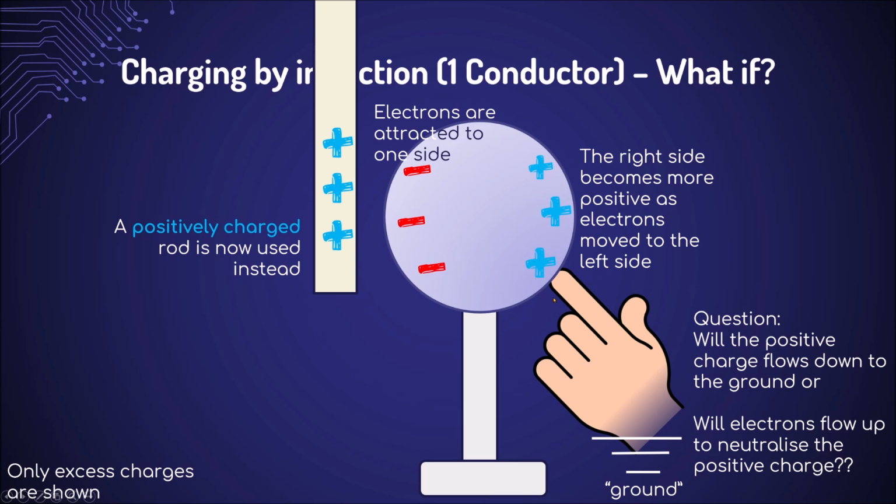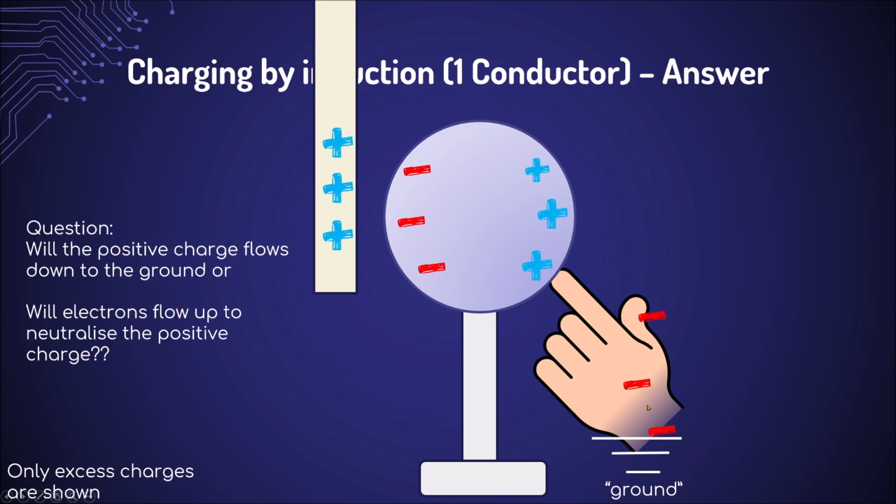Okay, think about it. Remember, positive charges do not move inside the conductor, so only electrons move about. And in this case, the ground is said to be a reservoir of electrons, right? So since there is more positive charge on this side, and there is positive charge from the charged rod, the electrons are now attracted from the ground towards the hand, towards the sphere. So when the electrons move up to the sphere, it neutralizes the positive charge, and now this part is neutral.